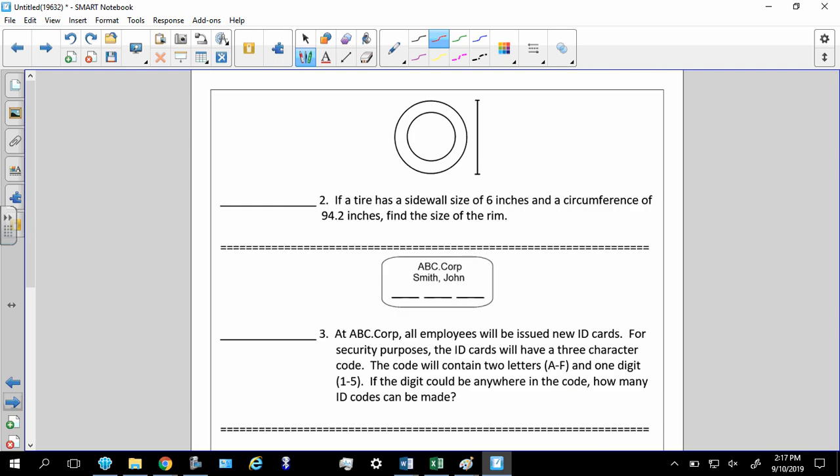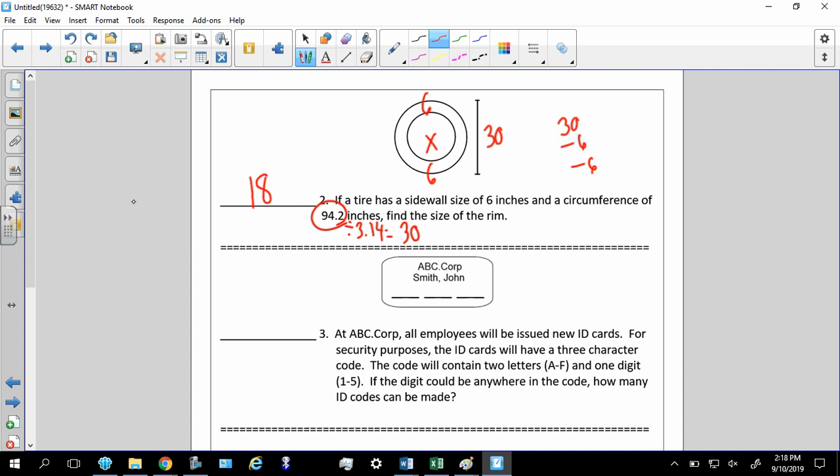All right, number 2. If a tire has a sidewall size of 6 inches and the circumference of this, find the size of the rim. We're going to keep rolling though. Sidewall is 6. We're looking for the rim. The circumference is 94.2. I'm going to divide that by 3.14 because I've got to find the height. That ends up being 30. So seeing my picture here allows me to see the problem. So 30 is the entire height, but notice you have two of these sidewalls measuring 6. So to find out the rim, very simply, I'm just going to take 30, subtract 6, subtract 6. What I'm left with is an 18-inch rim.